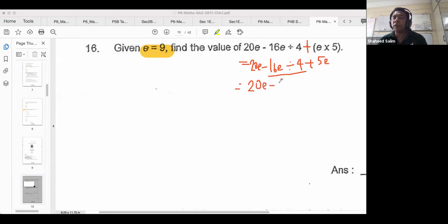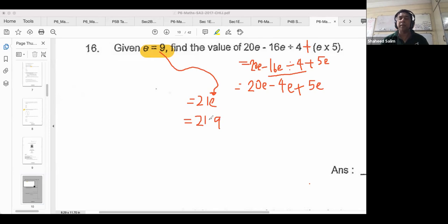16e divided by 4 is 4e. Now you have only plus and minus. What do you do from left to right? 20e minus 4e is 16e. 16e plus 5e is 21e. Now you put in the value inside here. e means 9, so 21 times 9. I think you will get the answer. 189.